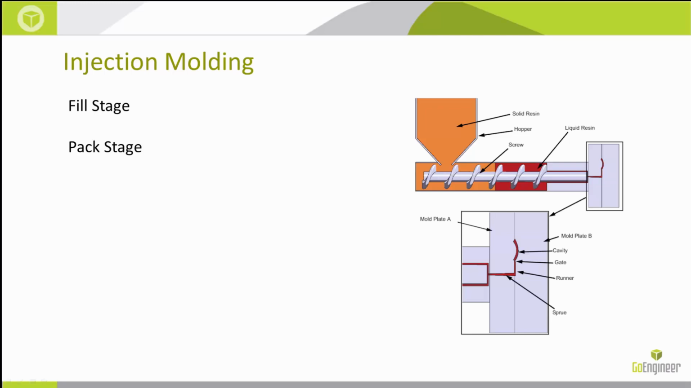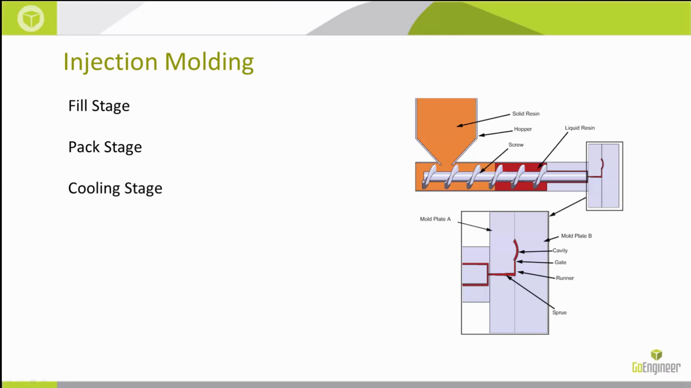The next step would be the pack stage. The pack stage is when the resin begins to cool as soon as it touches the walls of the mold. It causes the plastic to shrink. So in order to reduce the shrinkage, additional molten plastic is forced into the mold under a constant pressure after the fill stage is complete. This stage continues until the plastic ceases to flow through the gate.